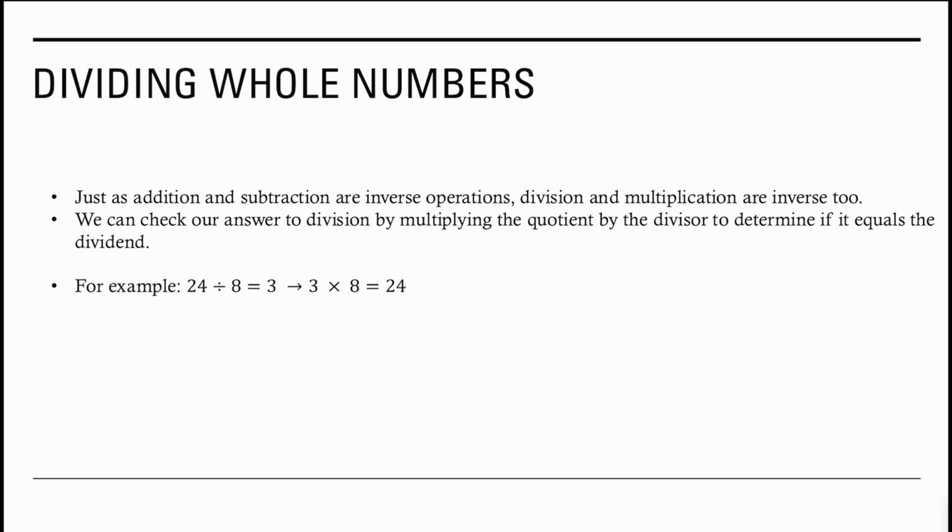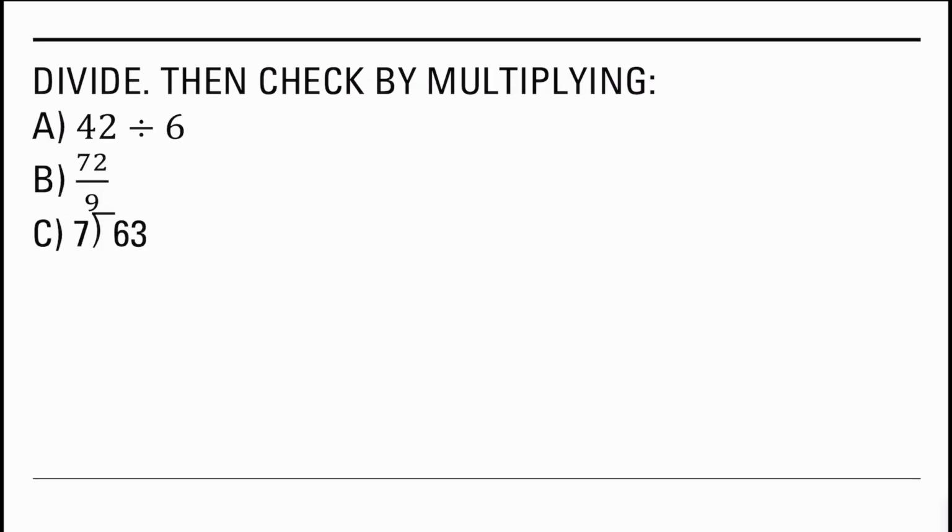In this example here, if we do 24 divided by 8, we get 3. So there's 3 groups of 8 that make up 24. If we multiply the 3 and the 8 here, then we should get back this last number. So we get 24, and that is correct. 3 times 8 is 24. That's a really good way to check that we're getting our calculations right. So a couple of example problems. 42 divided by 6.